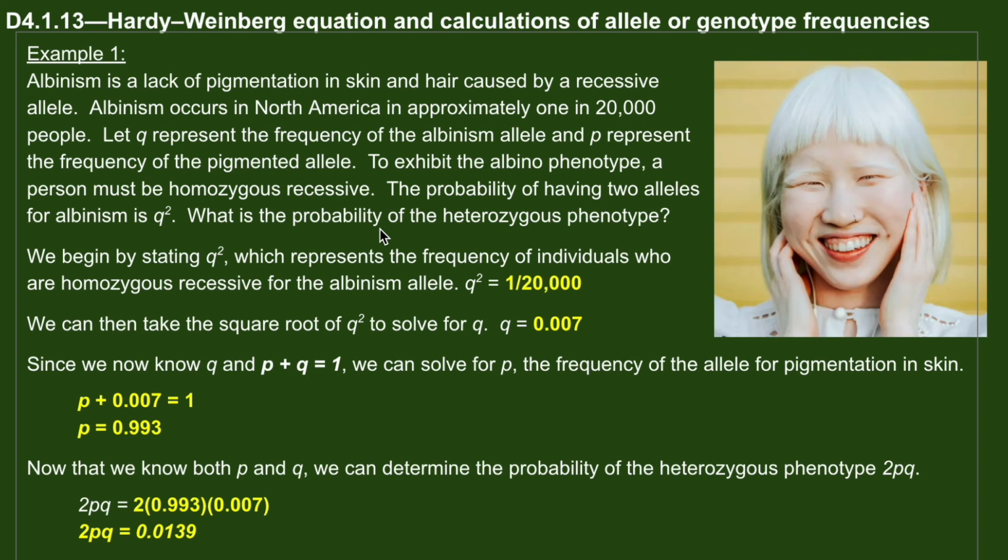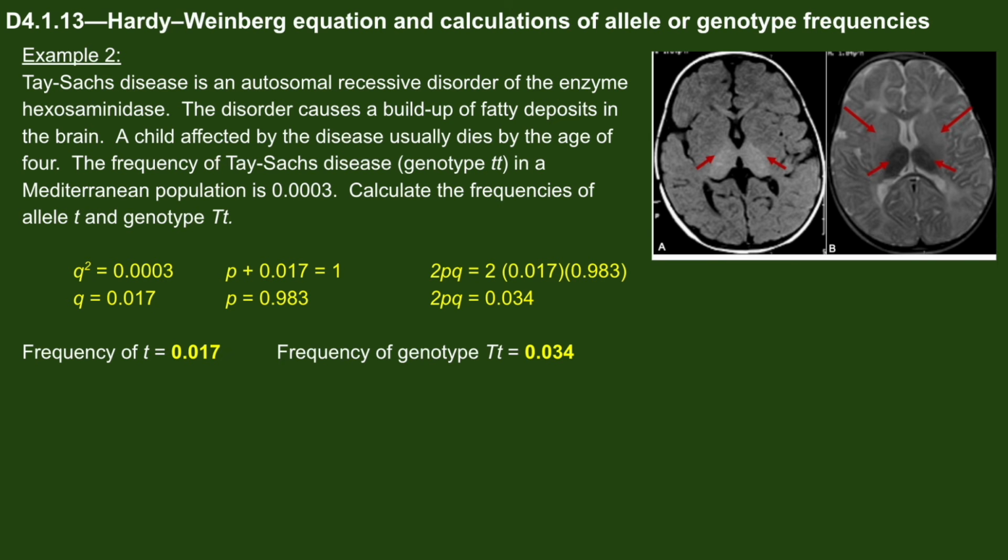So again, we're asked for the probability of the heterozygous phenotype. And so we know that's going to be our 2pq. So I just take my 2, I multiply it by my p that I solved for here, I multiply it by the q that I solved for here, okay, and I get my answer of 0.0139. Let's do another example.